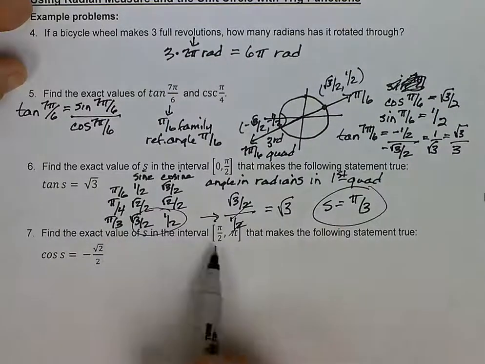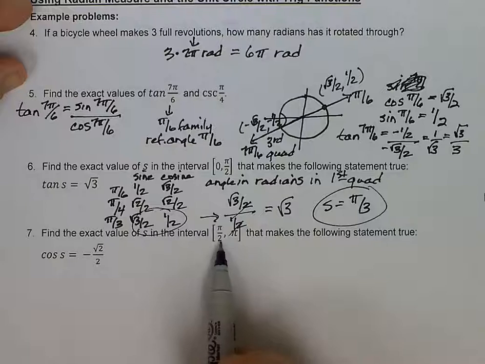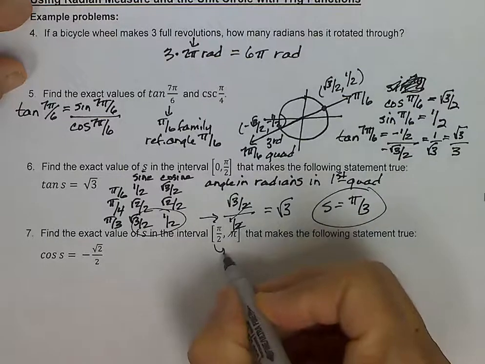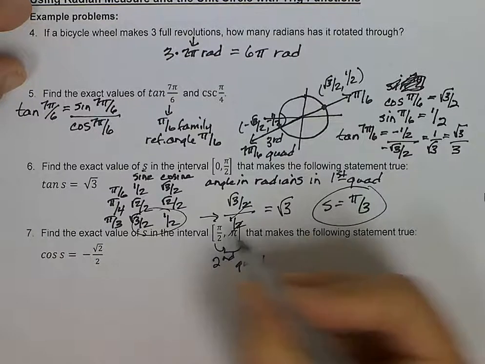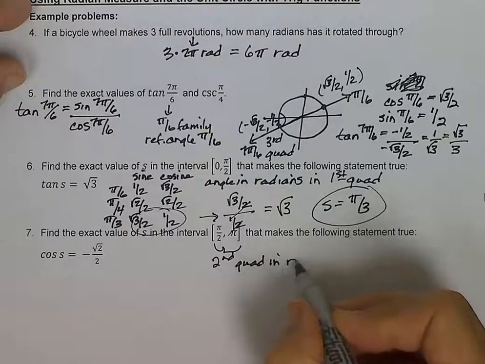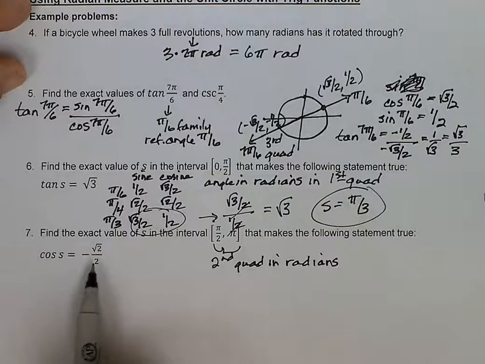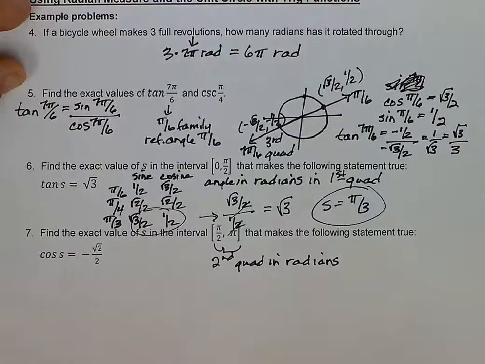Here's another one that's similar, only this time our angle is in the second quadrant because the second quadrant goes from pi over 2 to pi. This is a second quadrant angle, and again the angle measure is supposed to be in radians. So let's go first and find the reference angle that would be in the first quadrant, and then we'll work on finding the second quadrant angle that goes with it.